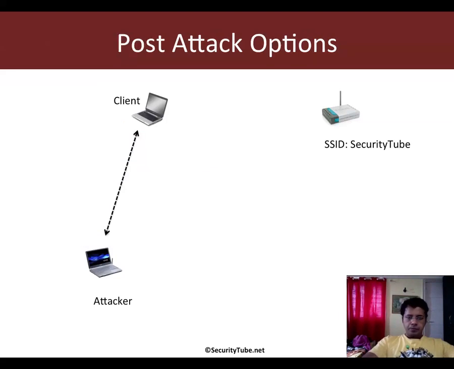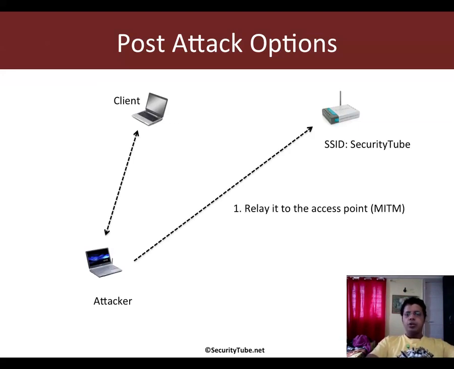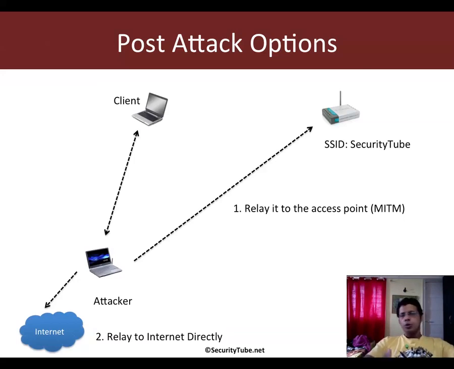right? So post attack, what are the different options? Well, one of course is, once you have IP level connectivity, the attacker can fire penetration testing and vulnerability assessment tools and break into the client. Or there are two other options. One is he could relay all the traffic from the legitimate client back to the access point and conduct a man-in-the-middle attack. Or he could just relay the traffic to the internet, depending on which hosts the client is trying to connect to, right? So we will take up these post-attack options in later videos.